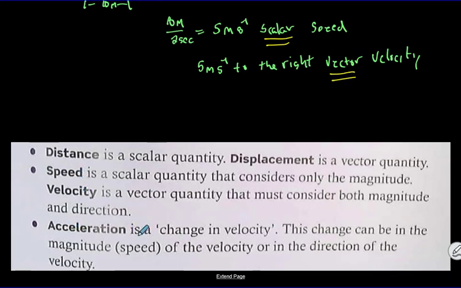And now acceleration is the change in velocity. This change can be in the magnitude, the speed of the velocity, or in the direction of the velocity. So in our next video, we'll see some problems dealing with speed, distance, and velocity.